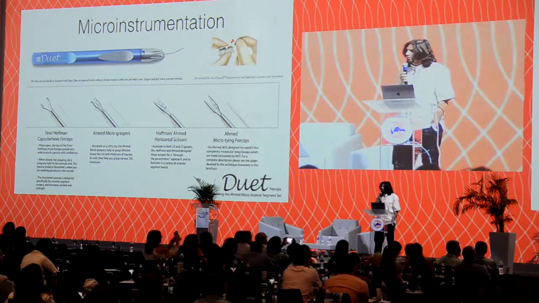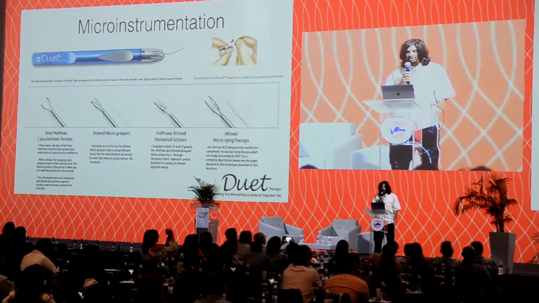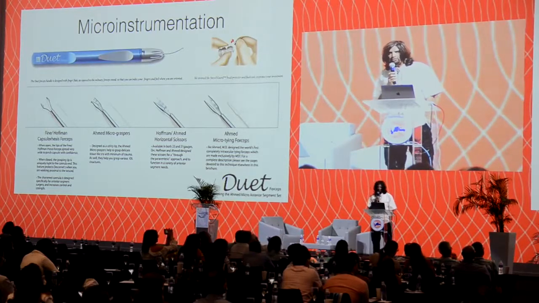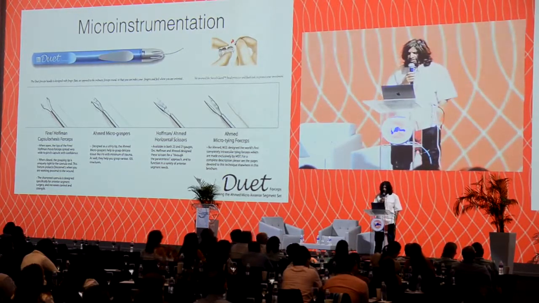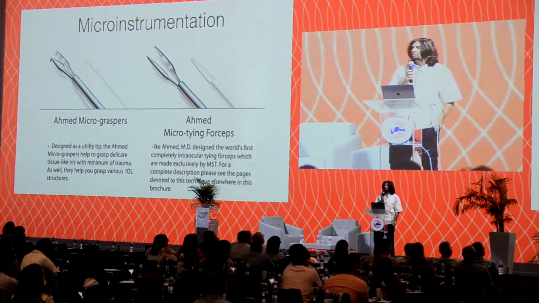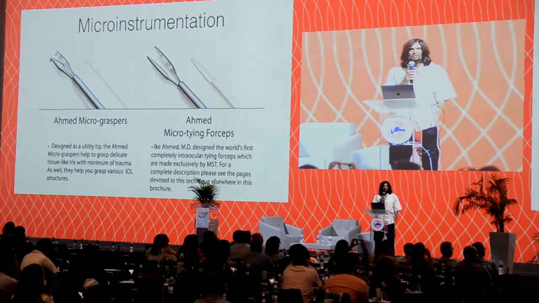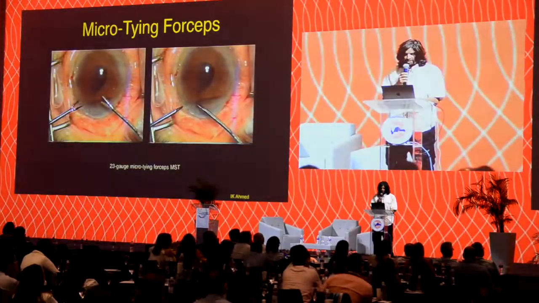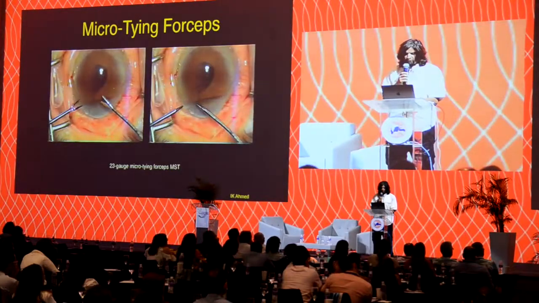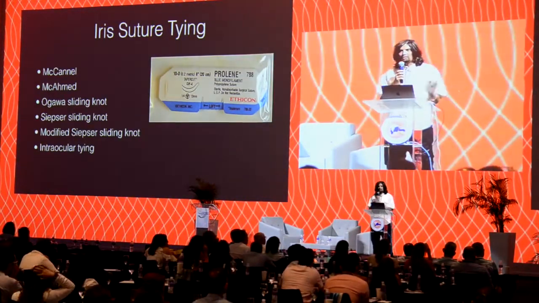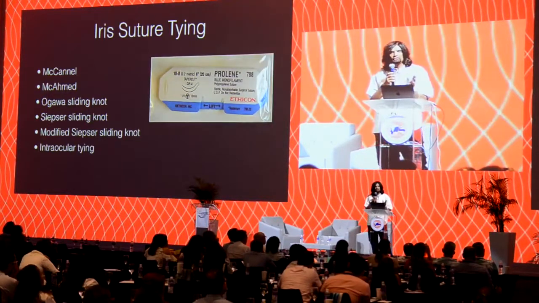When I started practice, I saw people repairing irises with hooks and blunt instrumentation. I think the advent of anterior segment microinstrumentation like these has really allowed us to do much more in the eye than we thought, and not just borrow instruments from the VR surgeons. 23 or 25 gauge forceps can be used, and then there are a variety of ways to tie sutures, and I recommend getting comfortable with different techniques.